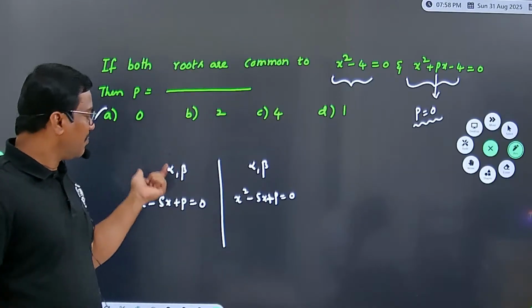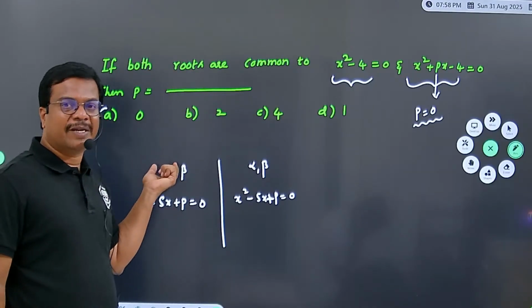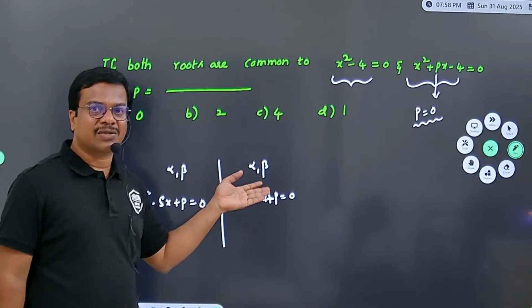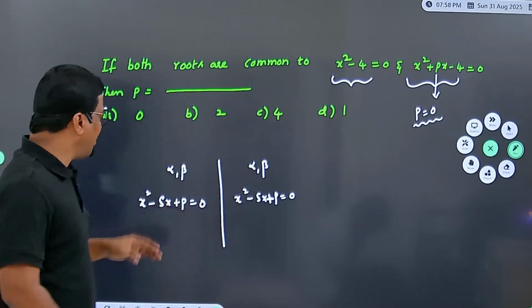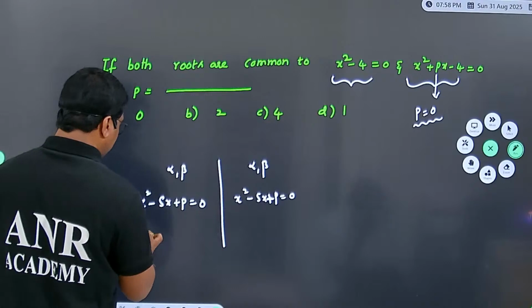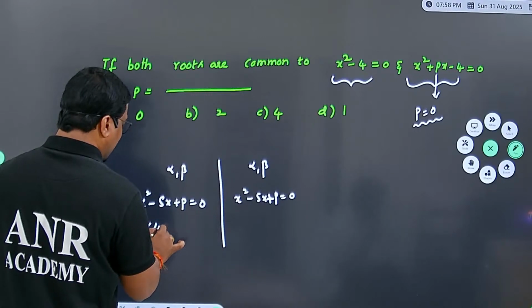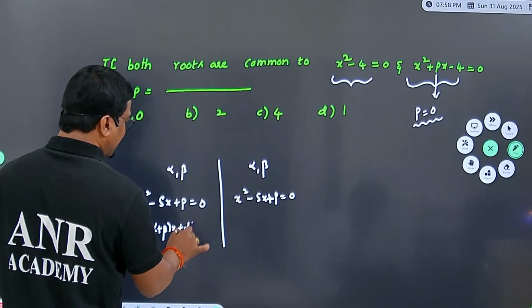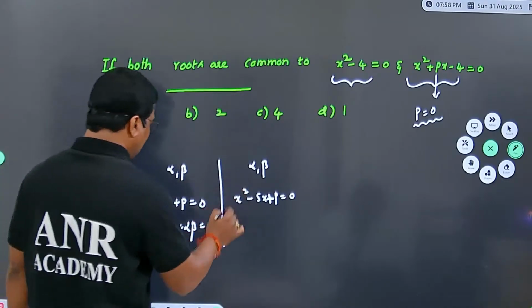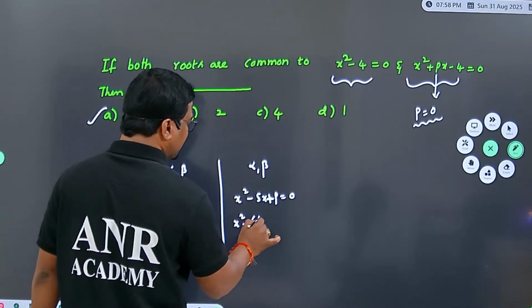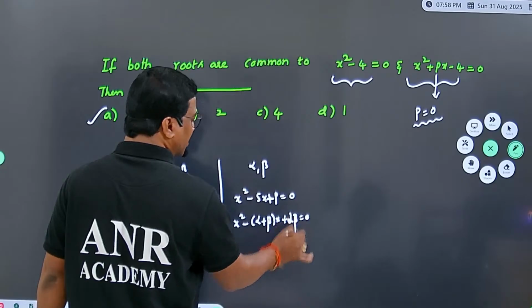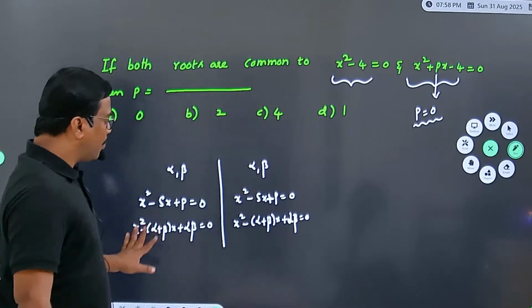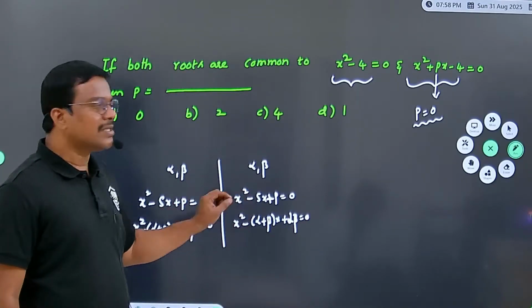For the first equation, the roots are alpha and beta, and for the second equation the roots are also alpha and beta. If alpha and beta are the roots, then you can write x square minus sum of roots into x plus product of roots equal to 0. The same here, we get x square minus sum of roots into x plus product of roots equal to 0. So both the equations are same.